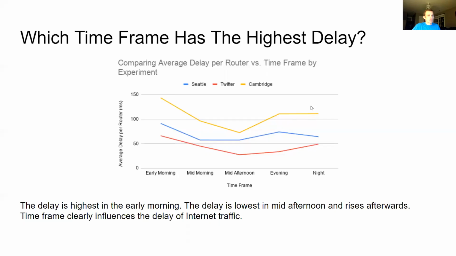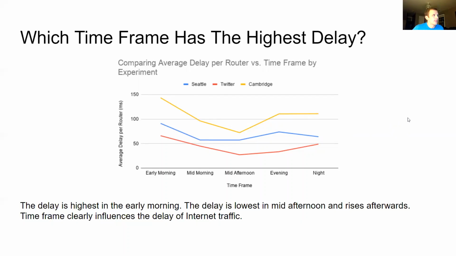So generally speaking, Cambridge had a higher delay, but we do see the pattern here. So in all of them, morning is the highest, and then afternoon is the lowest, with morning kind of making a case there in Seattle. And then these kind of flatten out a little bit, increase a little bit for mid-afternoon, but not significantly, and then night does its own thing. But that is significant. So we can pretty confidently say that time frame clearly influences the delay of internet traffic. You can see the delay is higher in the morning. It definitely is. There's no question.